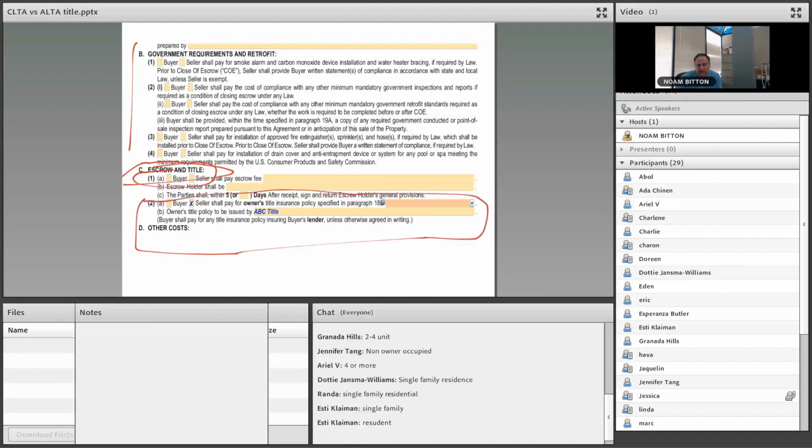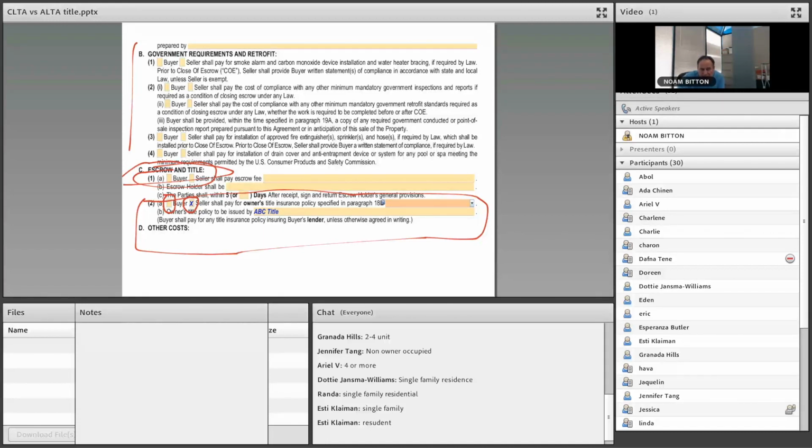So most of us, what we do, we check here that the seller will pay, and it's customarily that the seller will pay, because you can see there is an option for the buyer and the seller. The buyer can pay, but it's customarily 99% of the time that the seller will pay for the title insurance. So this is the place where we write.